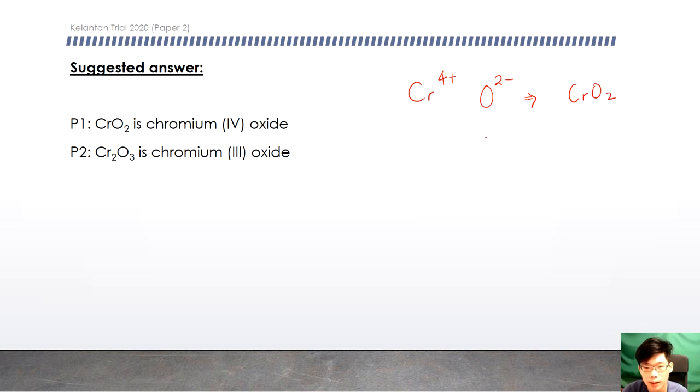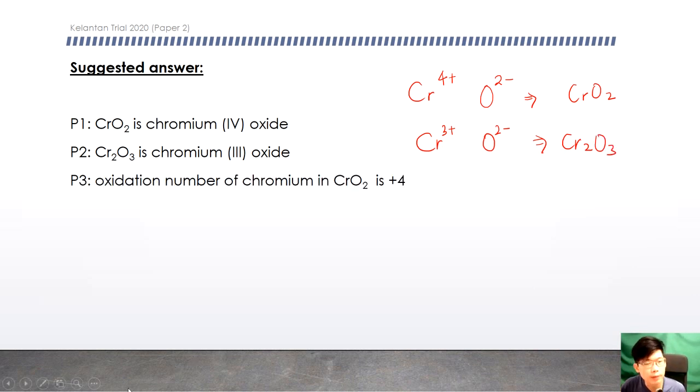In this case it is also the same. Oxide is 2 minus, so the chromium here should be 3 positive. Then if you interchange the numbers, you get Cr2O3.